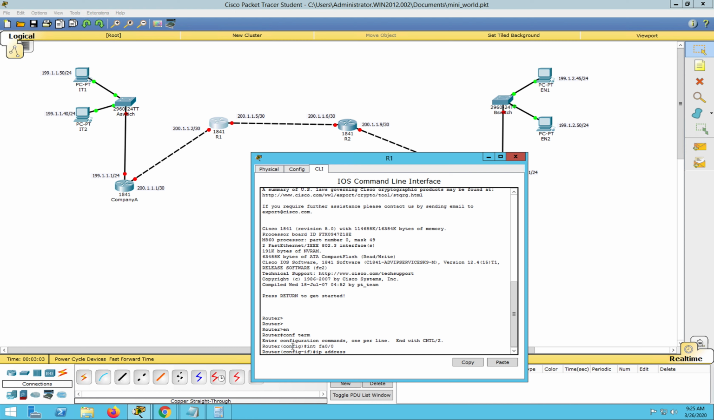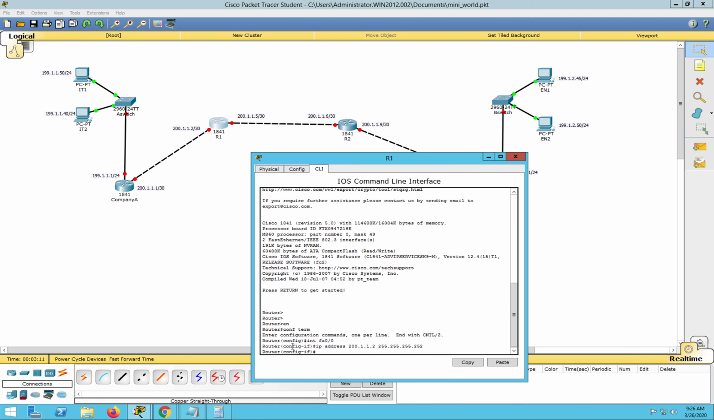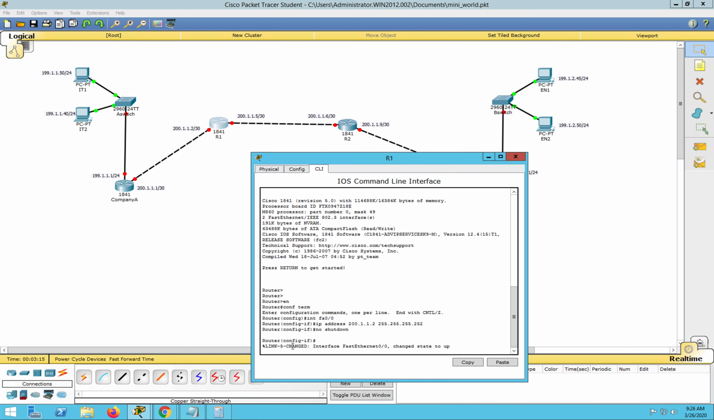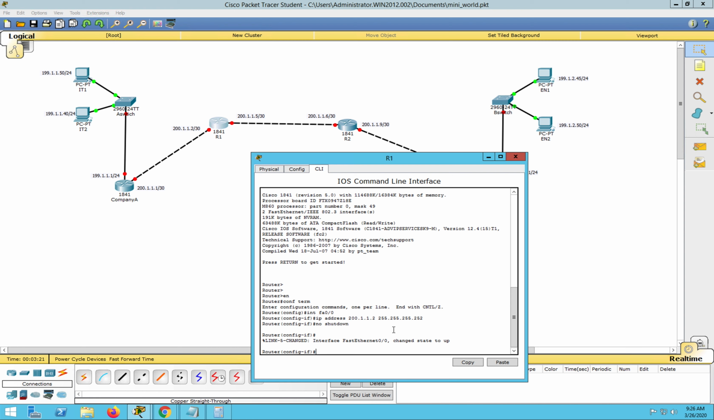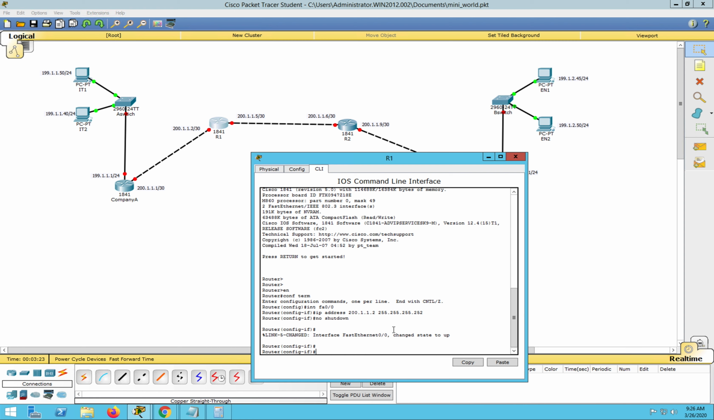So you say ip address 200.1.1.2, and the network mask is 255.255.255.252. Okay, that's actually how you go about this. And you also have to say no shutdown, and that's actually what will bring the link into an up state. Okay, and this will end up looking after the routing. Unfortunately, there's actually one other thing that you have to do. Let me type the word exit.